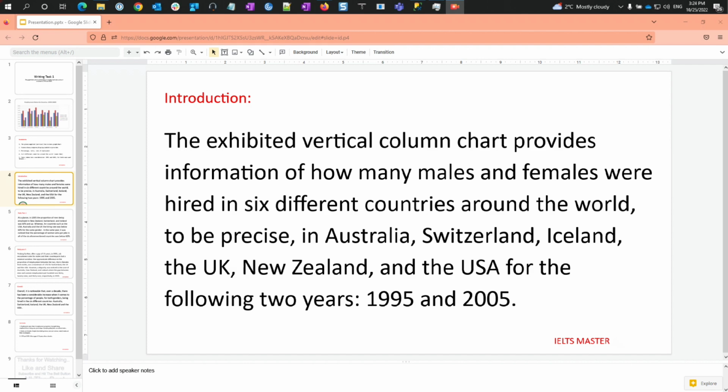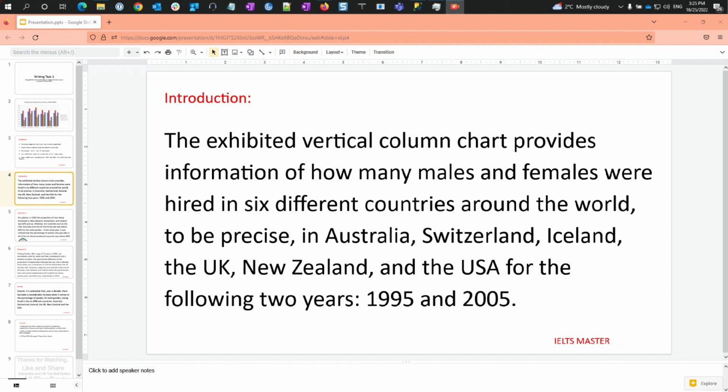So yes, it is about the employment rates by country, and there are 6 different countries. And for the following years, 1995 and 2005. So yeah, the years are also listed. That means we have completed writing the first half, the starting introduction of this graph.